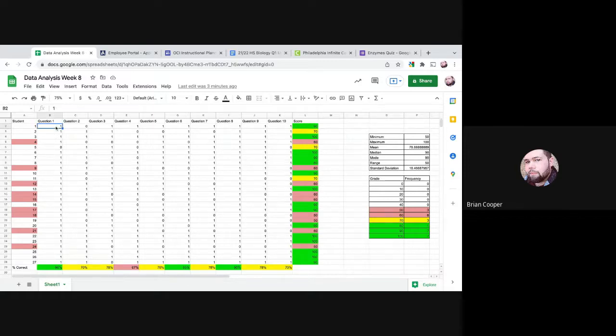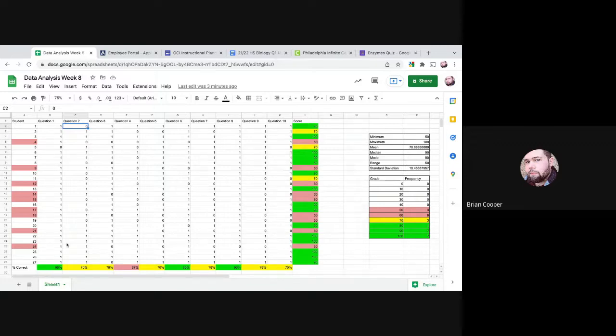A 1 means that they got the answer correct, and a 0 means they got the answer incorrect. On the right-hand side, you can see the scores the students received from the quiz. At the bottom right, you can see the percent of students who got that question correct.